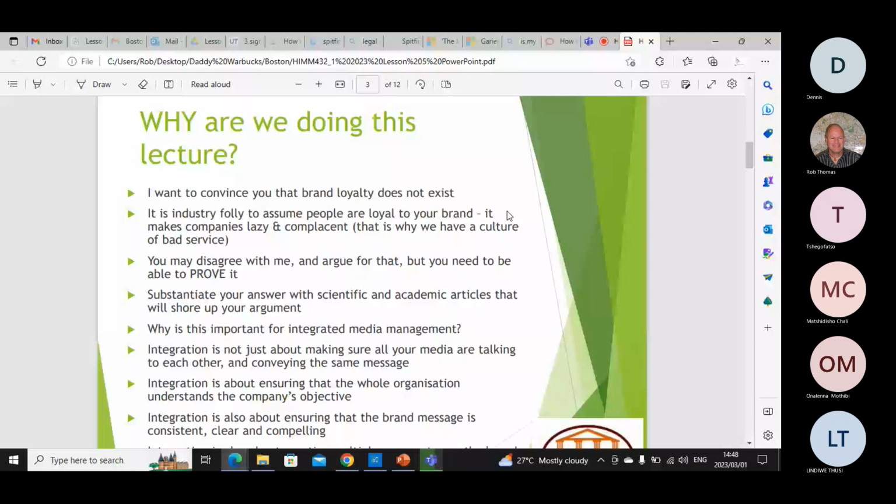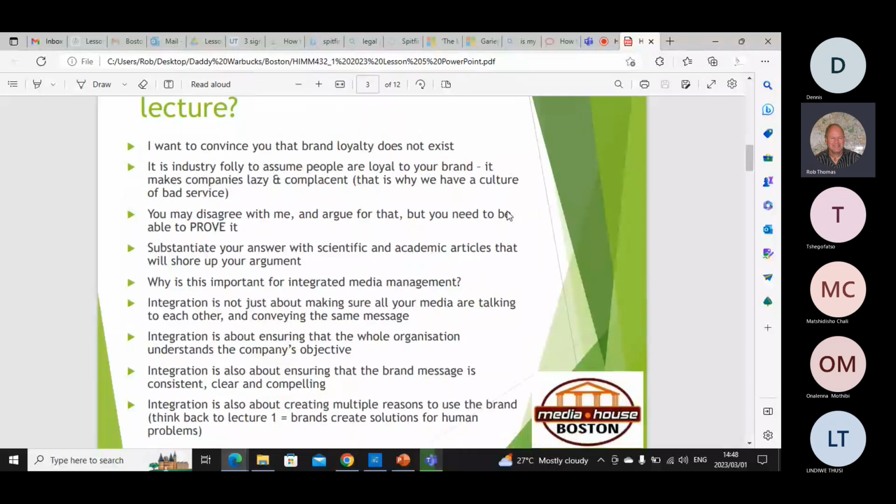Okay, so integration is also about ensuring that the brand message is consistent, clear, and compelling. People must know that you're saying the same thing over and over again. And it's the same message the whole time. Integration is also about creating multiple reasons to use the brand. Think back to lecture 1. Brands create solutions for human problems.